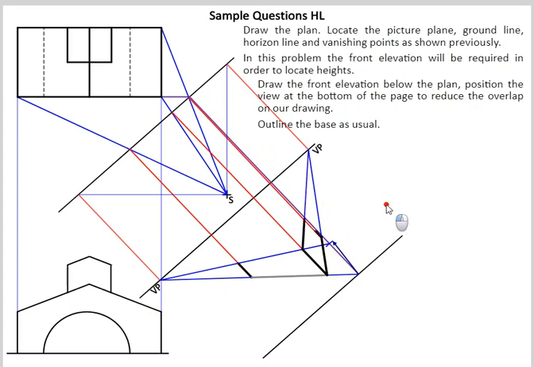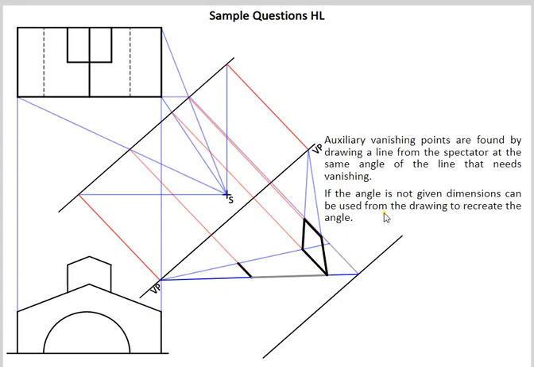Next we'll construct the main section. Next we're going to look at the angles. So sometimes the angle mightn't be given to you, so in this case it's not. So what we have to do is take these two measurements here, so this horizontal measurement, this vertical measurement. So from the spectator, measure over the horizontal distance, the vertical distance, and then recreate our angle.